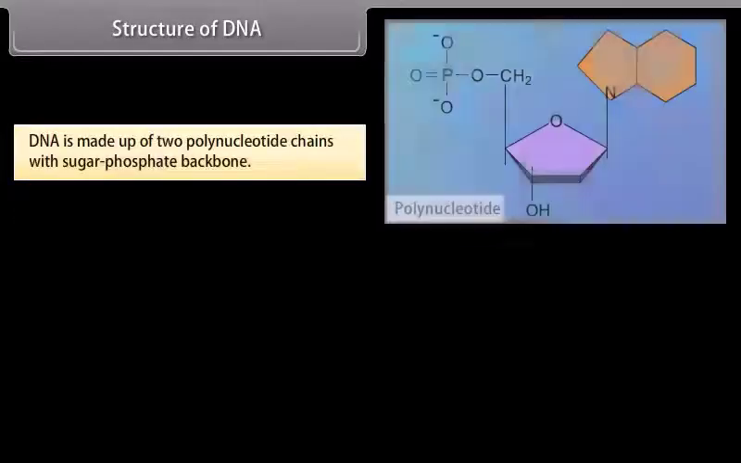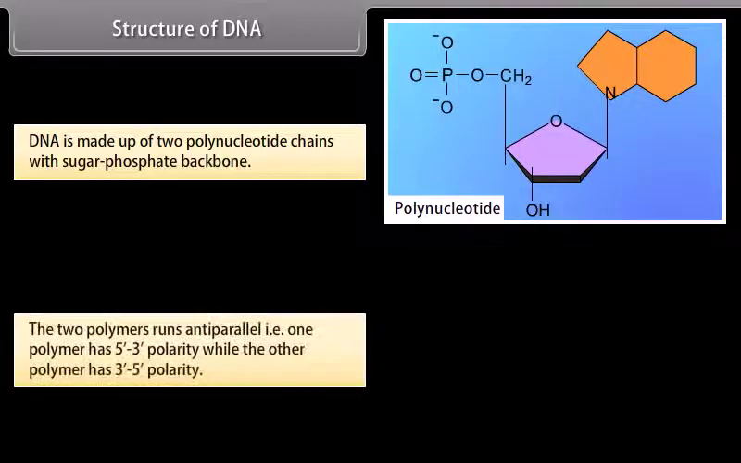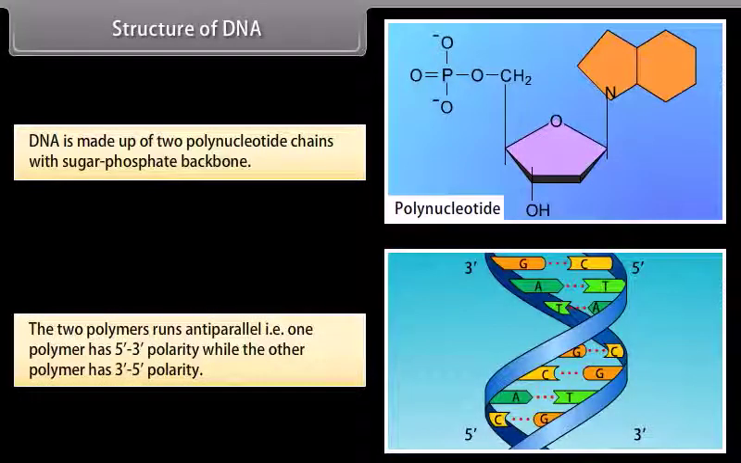Structure of DNA. DNA is made up of 2 polynucleotide chains with a sugar phosphate backbone. The 2 polymers run anti-parallel, that is, one polymer has 5' to 3' polarity, while the other polymer has 3' to 5' polarity.